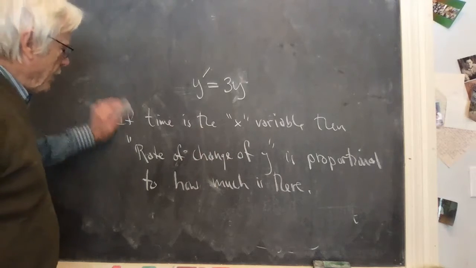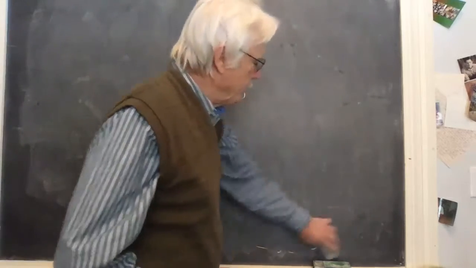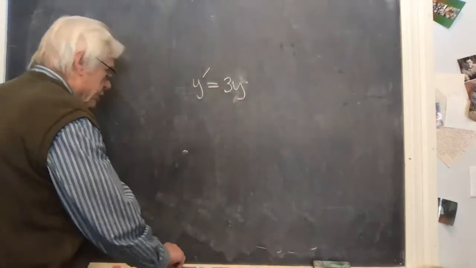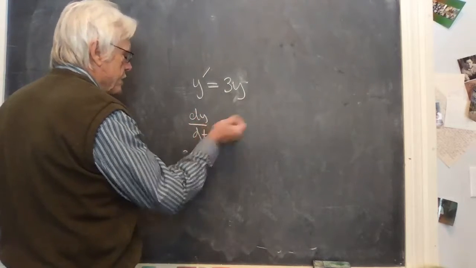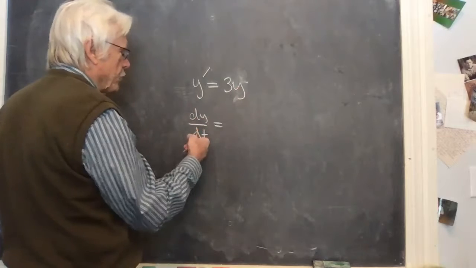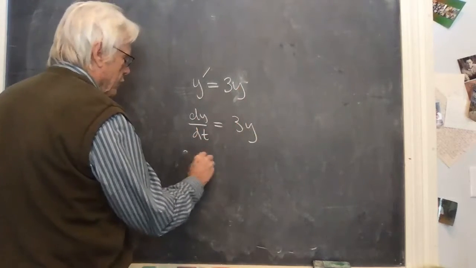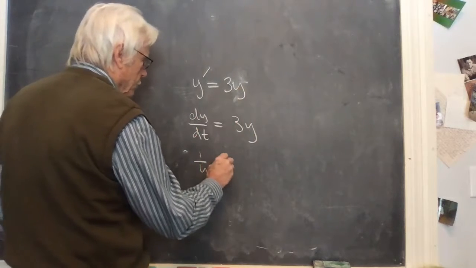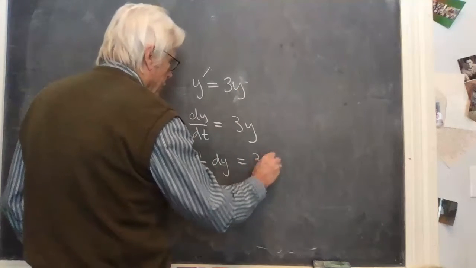So let's see how to solve this equation. What is the solution to this equation? So we do a little math and see what it tells us. So dy/dt, this time with the x variable as t, is 3y. So that says 1 over y dy is equal to 3 times dt.